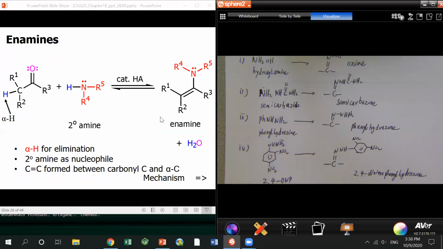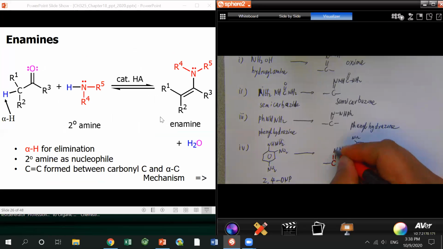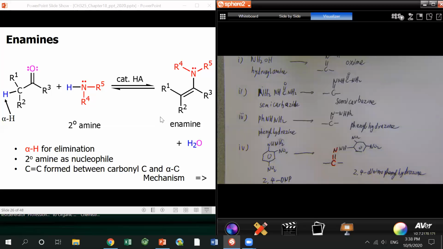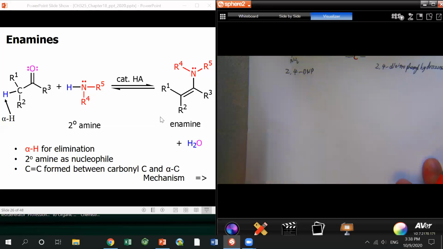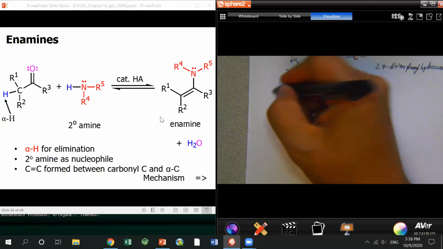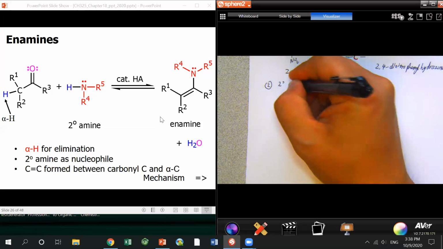All right, so that's about imines. With imines, keep in mind the C=N double bond. The N is from ammonia or a primary amine, and the C is from the aldehyde or ketone, the carbonyl. So now we move to enamines. For enamines, we start with a secondary amine.